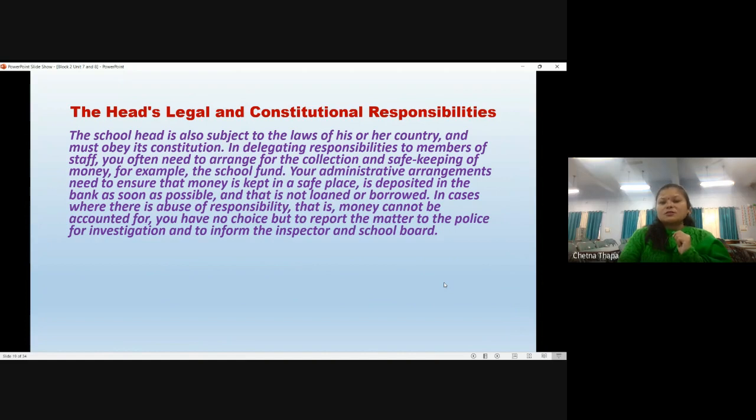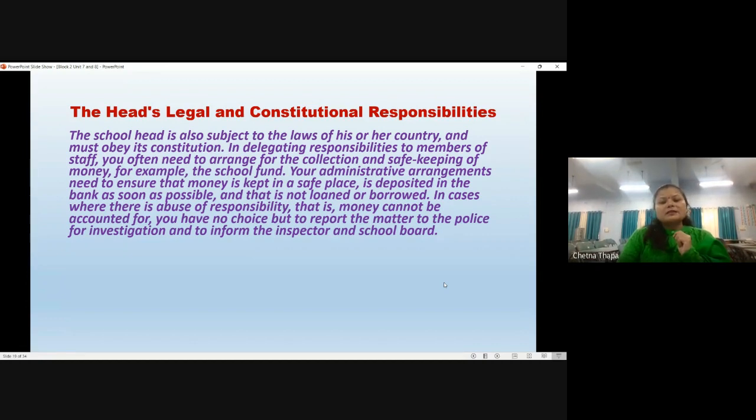Because that is actually the constitutional responsibility. As a school head, you need to delegate the responsibility to the staff. For the school fund, you have delegated some member, but you need to arrange for the collection and also for the safekeeping of the money. You need to ensure that the money is kept in a safe place, or that it is deposited. Otherwise, that individual, due to some misconduct, might take that money and utilize it, or borrow it, or give it on loan.